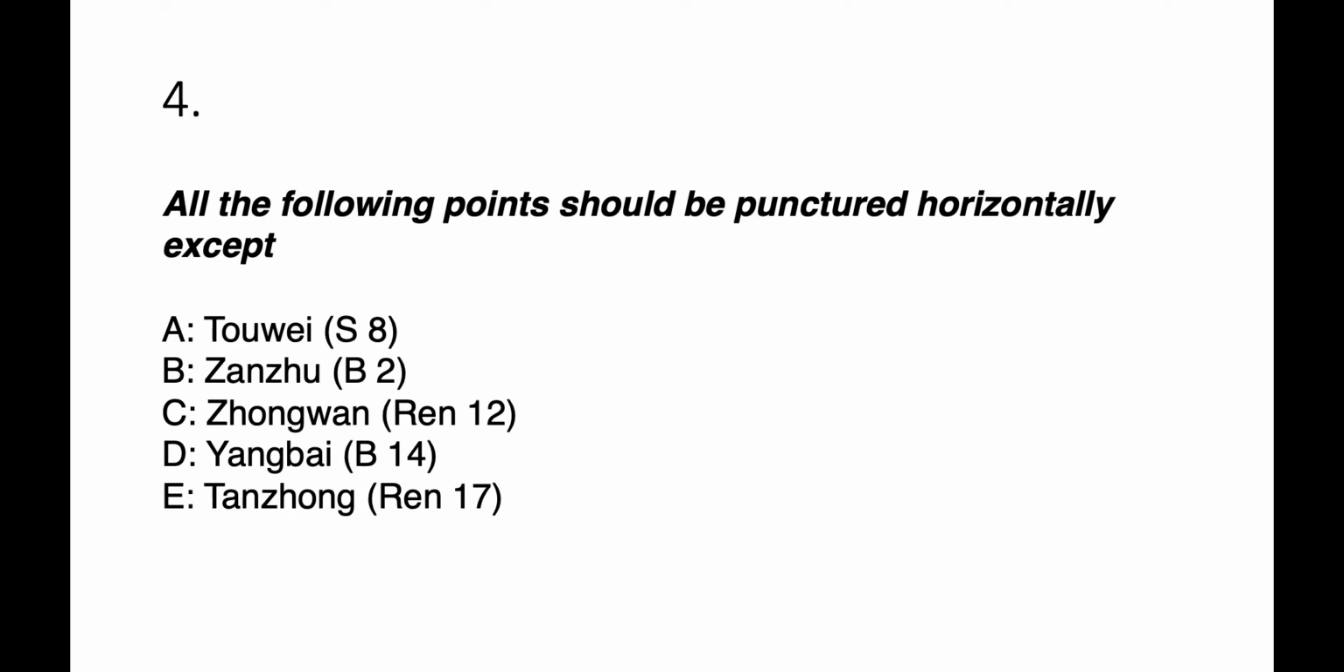Okay, let's go to number 4. Saan po ba dito ang hindi kasama sa grupo? Ibig sabihin, all the points are punctured horizontally except for 1 point. Is it stomach 8? Is it bladder 2? Is it REN 12? Is it bladder 14? Is it REN 7? Ma'am Angel, Doc, ang answer po sa number 4 is letter C po.